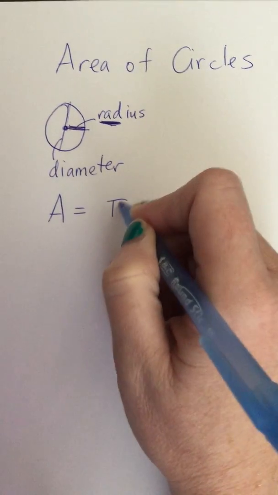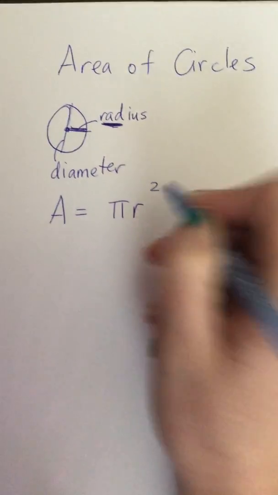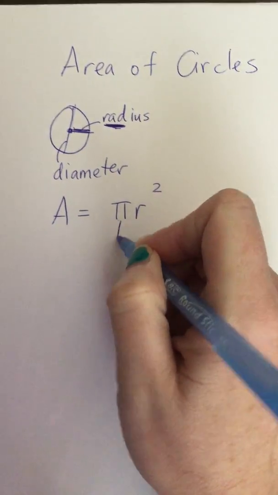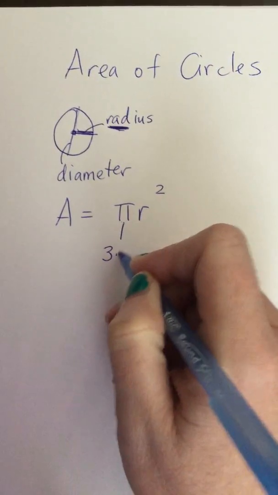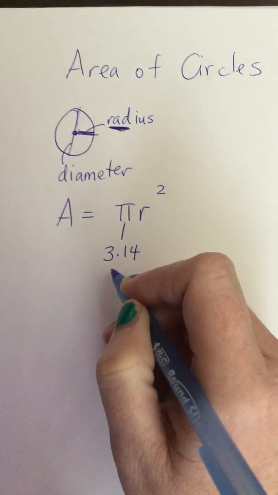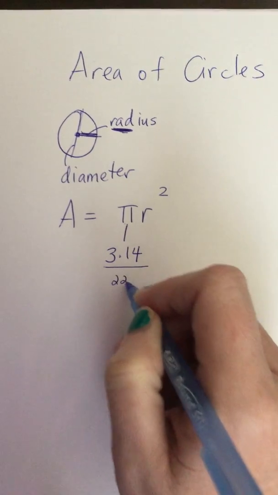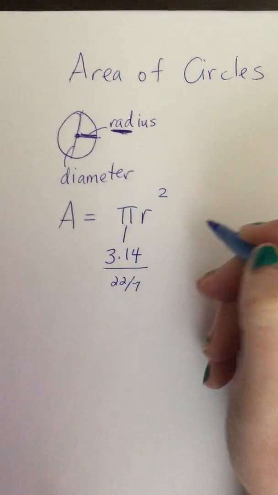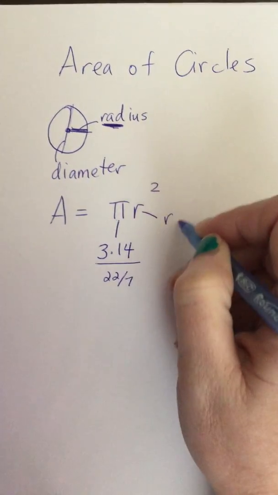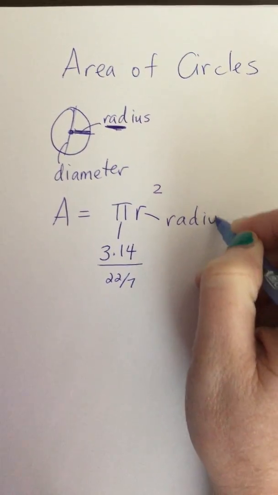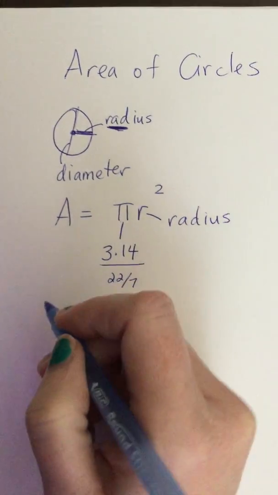Okay? All right, so in order to find the area of a circle, you use this formula. Area equals pi r squared. Pi is 3.14, or sometimes people use 22 over 7. Okay, and the r is the radius.